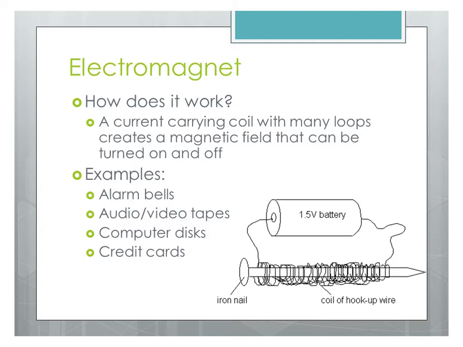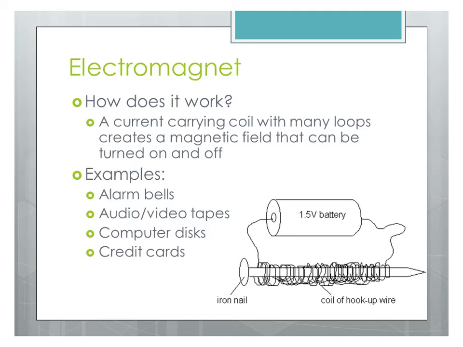Some examples of objects that use electromagnets include alarm bells, audio and videotapes. If any of you have an audio cassette tape or a video cassette tape in your home, or if you've seen one before, you've noticed that it's got this brown tape material, and it looks very similar to what you see on the back of a credit card or on the inside of the old computer floppy disks.